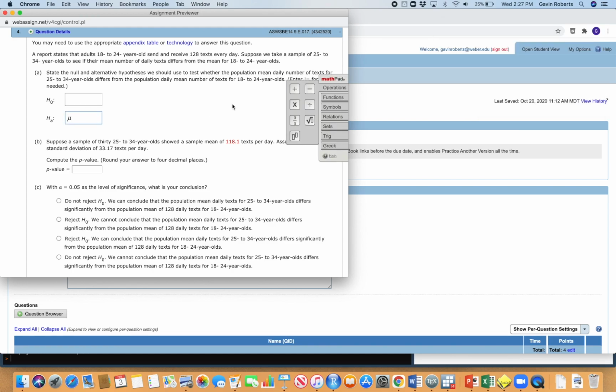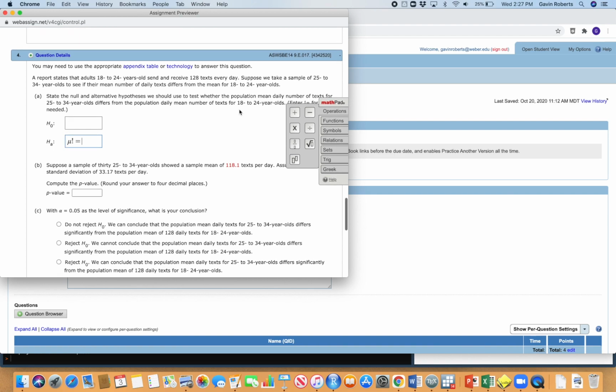Mu is not equal to, what number? 128 is the 18 to 24-year-olds. And we're asking if 25 to 34-year-olds differ from that. Mu here represents the true population mean texts per day for 25 to 34-year-olds. That's the number we don't know. What we do know is that 18 to 24-year-olds are 128. So that's what we're comparing our unknown mu to. That was a sweet rhyme.